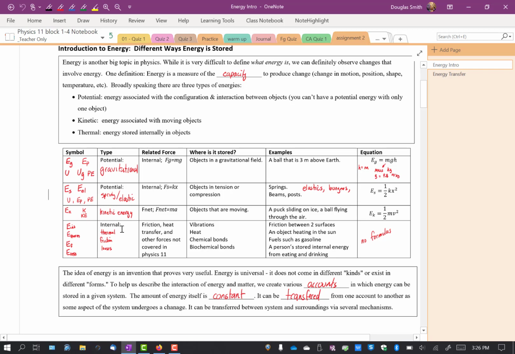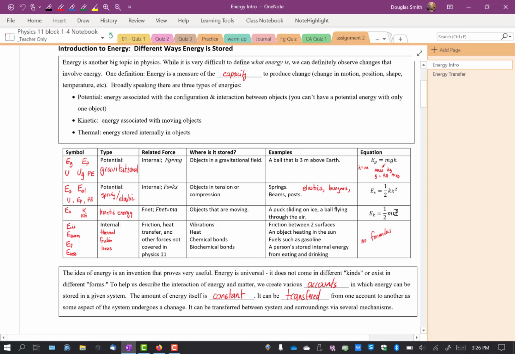And internal energies or thermal energies are things like heat, friction, chemical energy, biochemical energy. Like a battery, we would say, would have electrochemical energy. So these are all internal energies related to the electric and chemical forces that are inside an object, as well as temperature, heat, stuff like that.